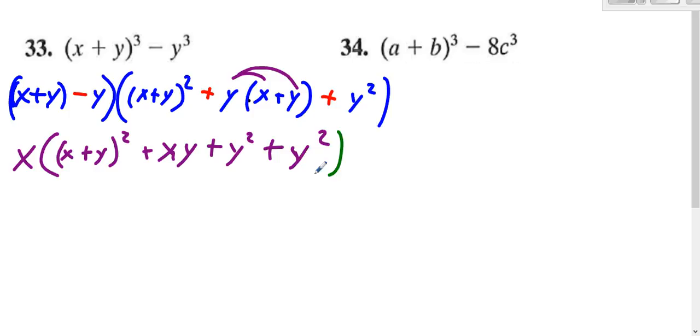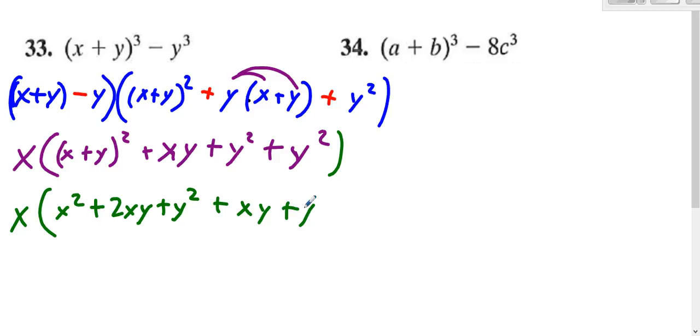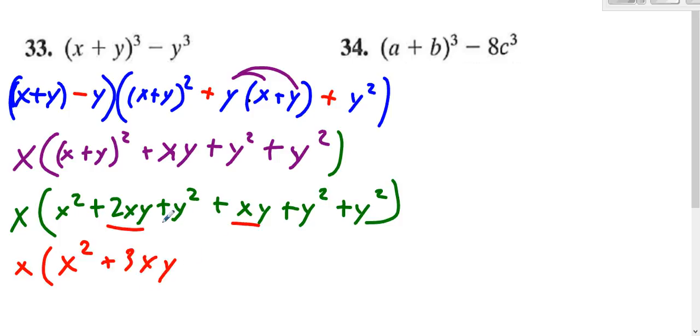If we FOIL this out, we're going to get some of those same types of terms. We're going to get x squareds, we're going to get y squareds, we're going to get xy's, so we can combine. If you FOIL that out, you get x squared plus 2xy plus y squared, and then copy down the rest of it. Then combine all your like terms, and that'll be simplified. That's our only x squared. We got a 2xy and an xy, so that's 3xy. And then we've got 3y squared.